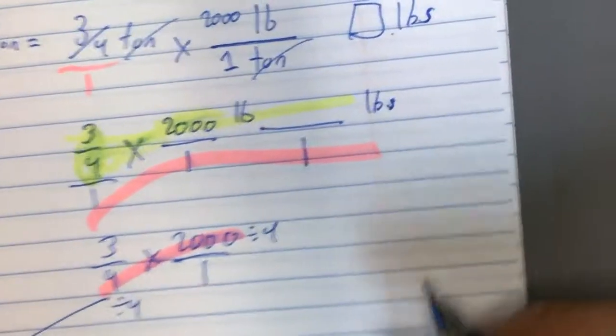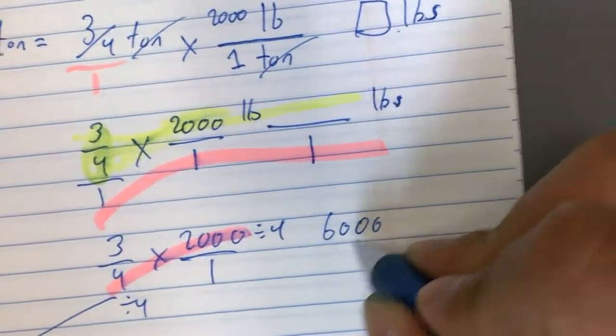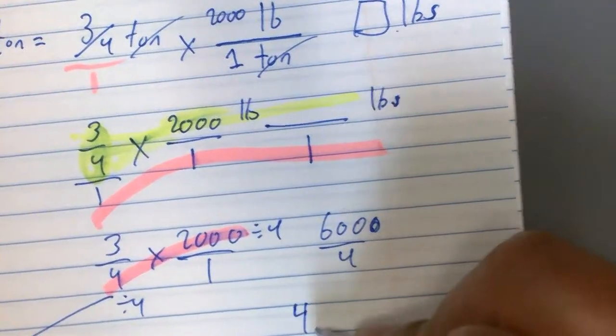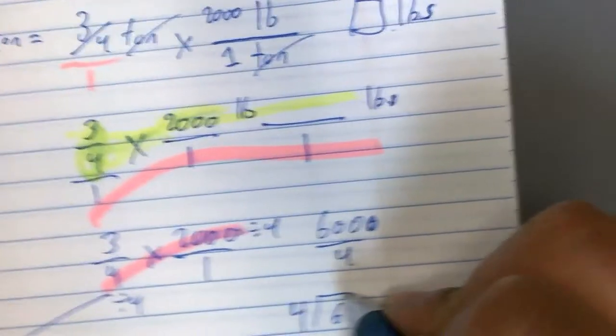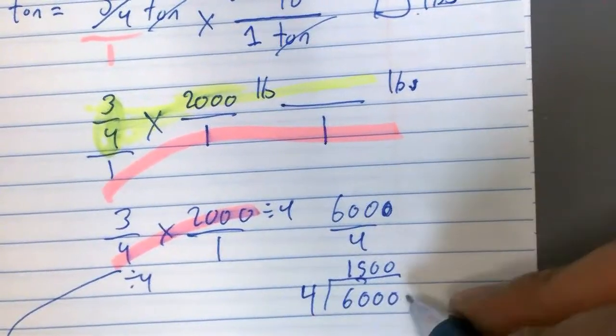But let's say you didn't do that. So here you'd have 6,000 over 4. Now you know what's going to happen next, right? Trust me on this, you're going to get the same thing.